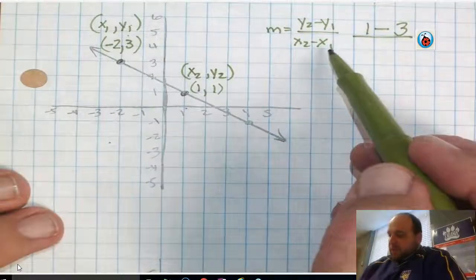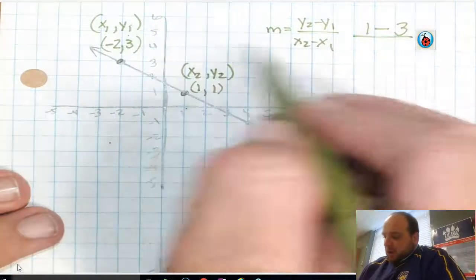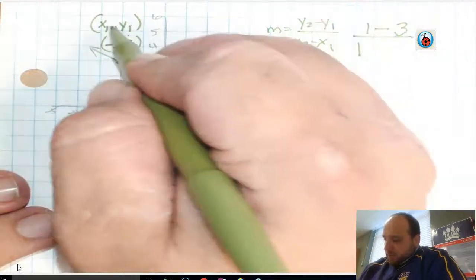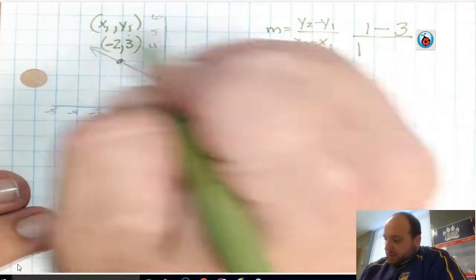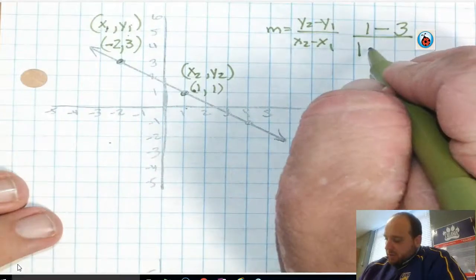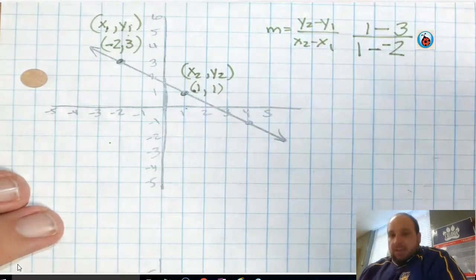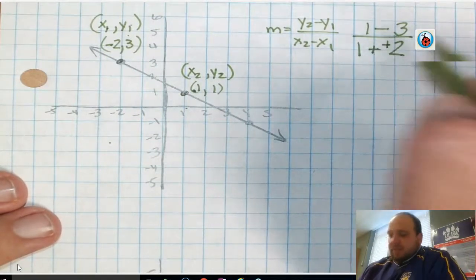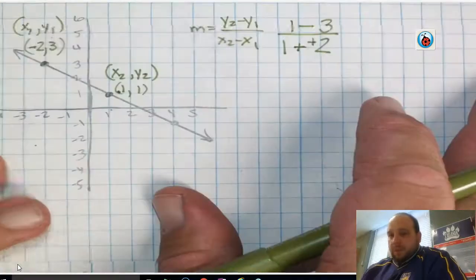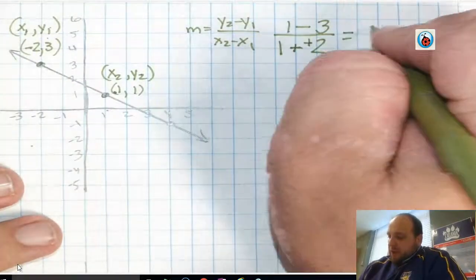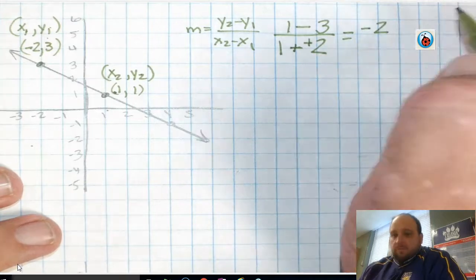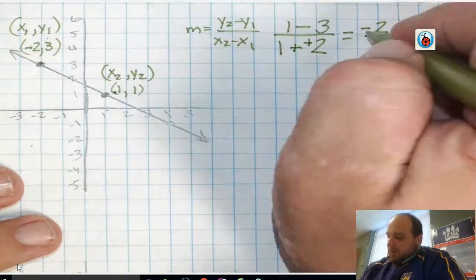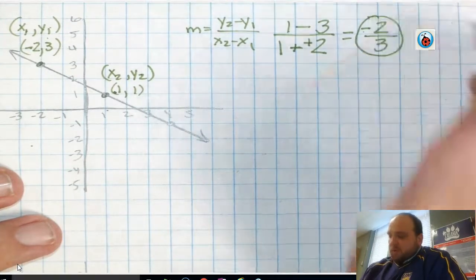All right, so now I'm going to do x2 and x1. I look at x2. x2 was 1 right here, so I'm going to put a 1. x1 right here was a -2, so I'm going to do minus a -2. Keep in mind, when I subtract a -2, that's like adding a positive, so I'm going to do a plus plus. Okay, so I'm going to solve this. 1 minus 3 is -2. 1 plus 2 gives you 3. And as a result, you get a slope of -2 over 3.